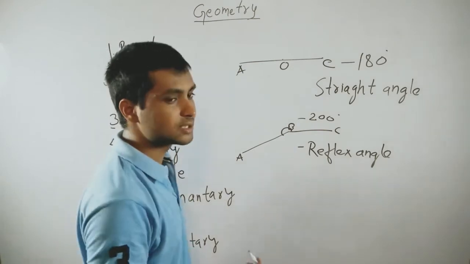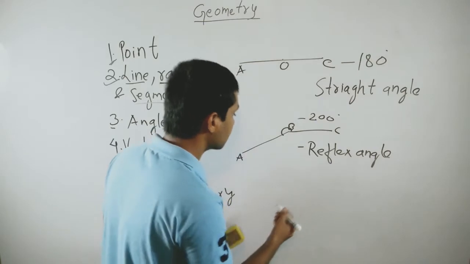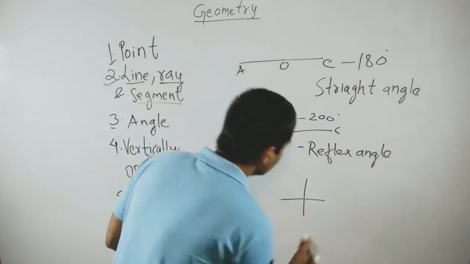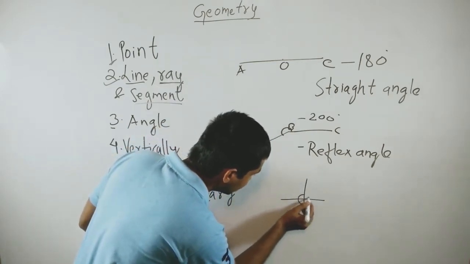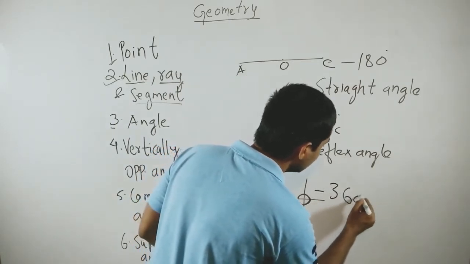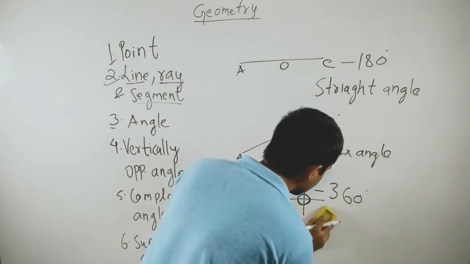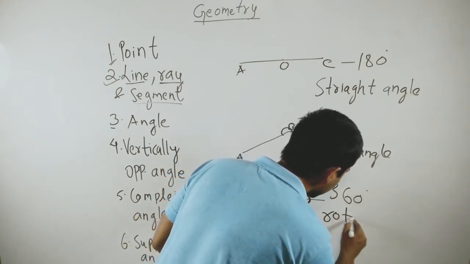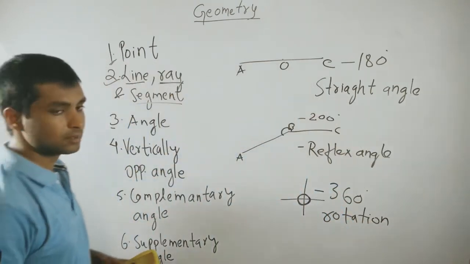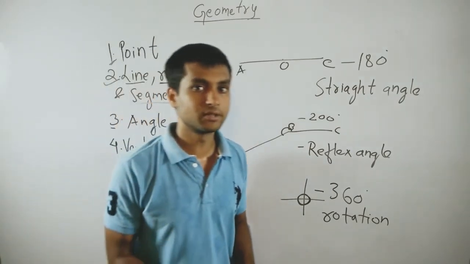And the angle which is 360 degrees, that means a complete rotation, is called a rotation angle, or generally it is also called a rotation. For example, if I sum up all these angles from here, this sums up to 360 degrees, and this is called a rotation. So we divided angles into 6 different categories based on the measurement of the angle.